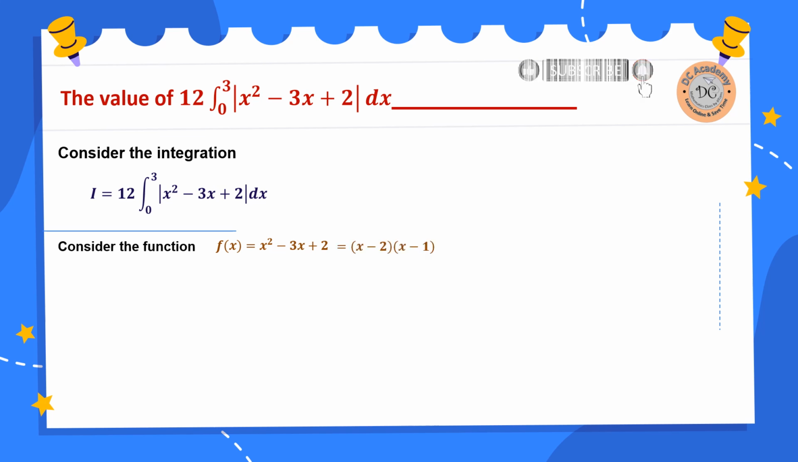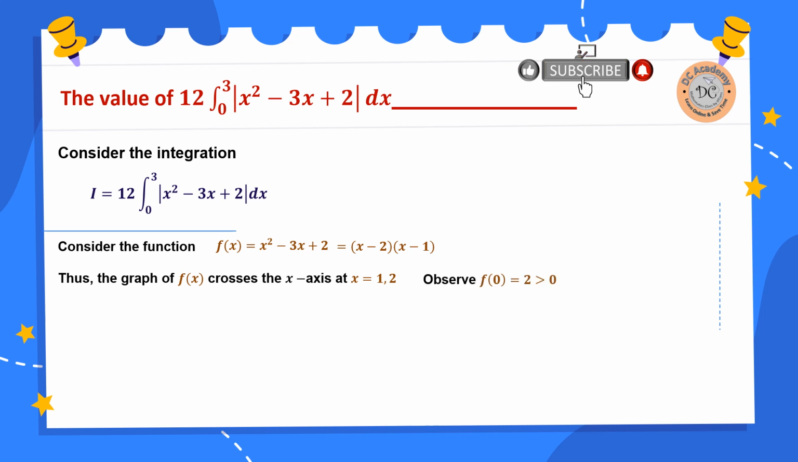Let's factorize the function by middle term factorization. It gives me (x minus 2) and (x minus 1). Now if we set f(x) equal to 0, then the roots are x equal to 1 and x equal to 2. Therefore, we have both real roots, and that's why it will cross the x-axis at x equal to 1 and x equal to 2. And also, we observe that f(0) is equal to 2, which is greater than 0. So with this concept, we are now able to sketch the function.